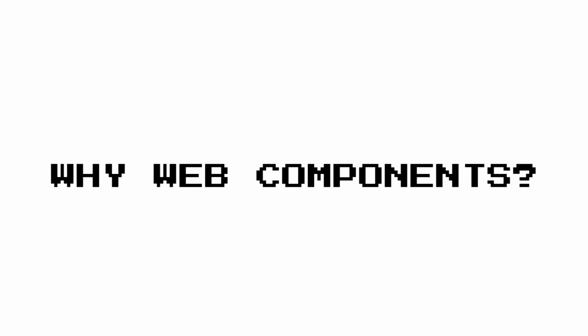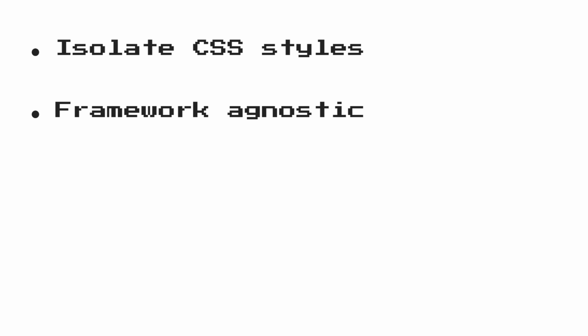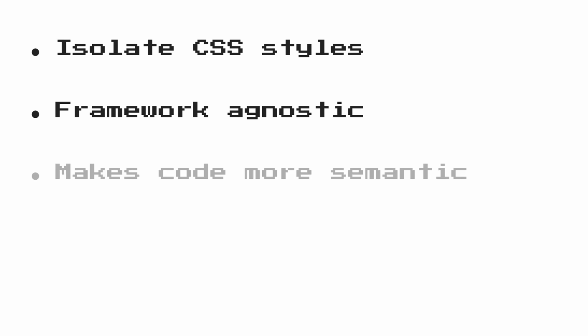So why do we use web components? The first reason is because we can isolate the CSS style. Whenever you put CSS inside your custom HTML tag, it doesn't affect the DOM, and whatever CSS is in the DOM doesn't affect the CSS inside your web component. The next reason is that it is framework agnostic. You could use it with whatever framework you like working with. The next reason is that it makes your code more semantic.